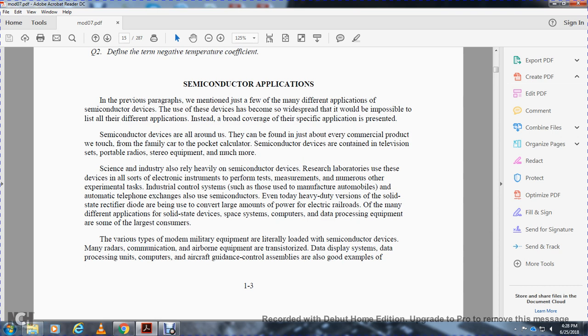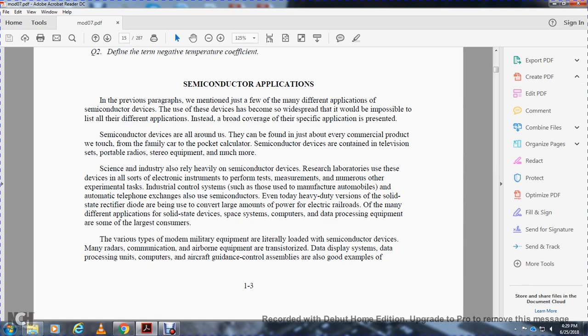Science and industry also rely heavily on semiconductor devices. Research laboratories use electronic instruments to perform tests and measurements and numerous other experimental tasks, as well as industrial control systems such as those used to manufacture automobiles, and automatic telephone exchanges. The heavy-duty versions of the solid-state rectifier diodes have also been used to convert large amounts of electrical power. Of the many different applications of solid-state devices, space systems, computers, and data processing equipment are some of the largest consumers. The various types of modern equipment are literally loaded with semiconductor devices.